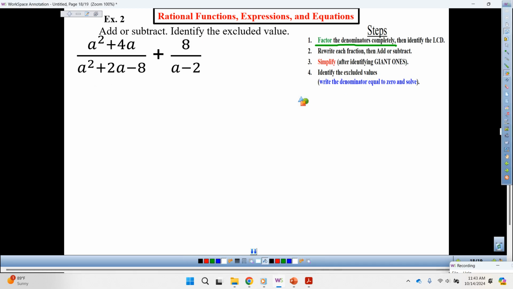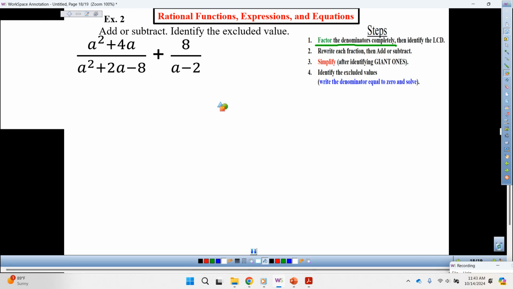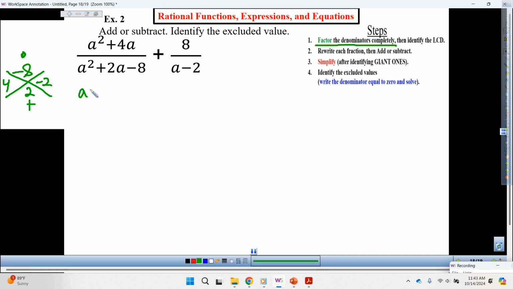Let me make a space over here. Negative 8 goes on top, positive 2 down here. What factors of negative 8 add up to positive 2? 4 and negative 2. Is that correct? So my factors are a plus 4 and a minus 2.